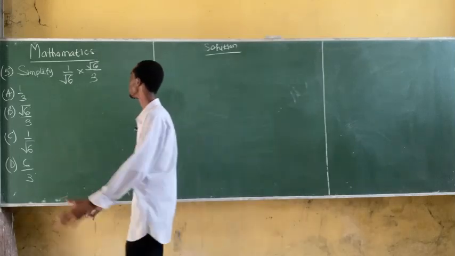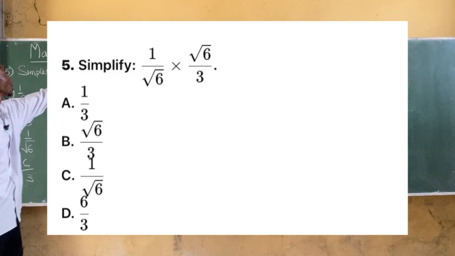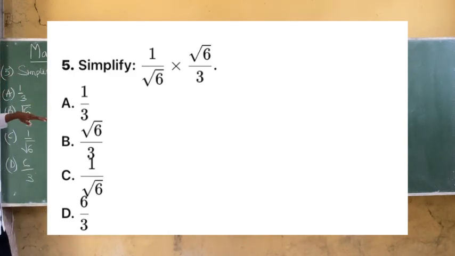Question 5 says simplify 1 all over square root of 6 times square root of 6 divided by 3. Option A, we have 1 over 3. B, we have root 6 over 3. C, we have 1 over root 6. And D, we have 6 over 3.